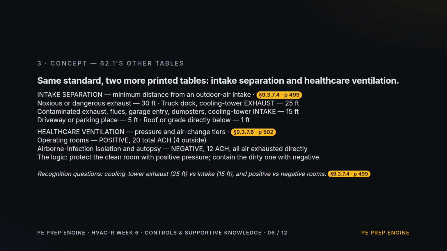62.1 prints 2 more tables the exam likes. Intake separation. An outdoor air intake keeps 30 feet from noxious exhaust, 25 from a truck dock or a cooling tower's exhaust, 15 from flues, garages, dumpsters or a cooling tower's intake, 5 from a driveway, and 1 foot from the roof below. And healthcare ventilation. Operating rooms run positive at 20 air changes. Infection isolation and autopsy rooms run negative at 12, with all air exhausted directly. The logic to remember is that positive pressure protects the clean room and negative pressure contains the dirty one.